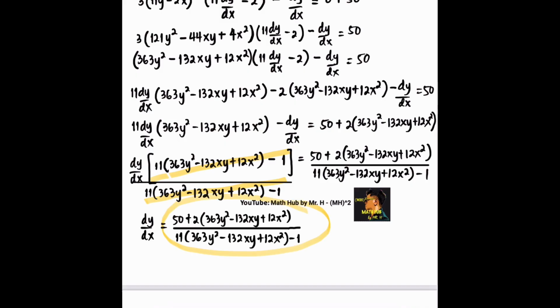Actually, this is already the final answer, but if you want it written in expanded form, then alright, for the numerator we just need to apply the distributive property here. So 2 times 363y squared is 726y squared. So 2 times negative 132 is negative 264 xy plus 24x squared.